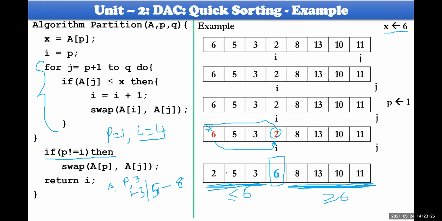And this process will continue on this particular sublist and this particular sublist also. Both sublists are supposed to be taken into consideration for performing some sort operation on the sublist. Okay, this is the example.